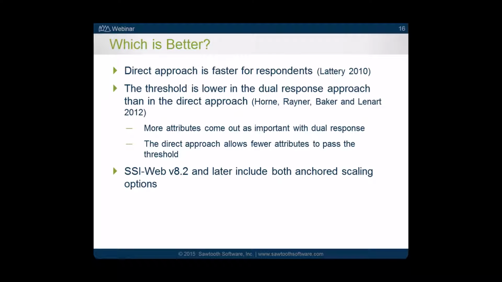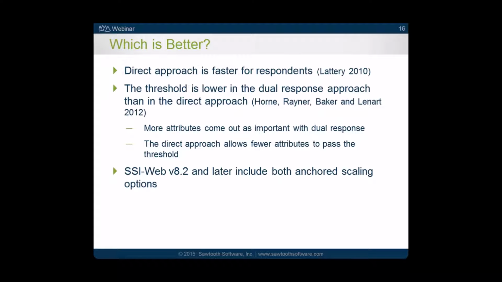Some researchers, Horn, Rayner, Baker, and Leonard, found in 2012 that the location of that anchor, that threshold, is lower when you're using Louviere's dual response method than when you're using Lattery's direct approach. So what that means is if you're using Louviere's indirect method, more of the attributes are coming out as important because the anchor is lower. It has more things above it. Whereas the direct approach allows fewer attributes to pass that threshold, and more of them are on the minus. More of them will have minus signs if you're using Lattery's direct approach.